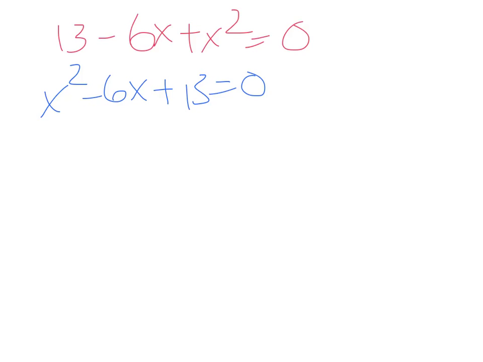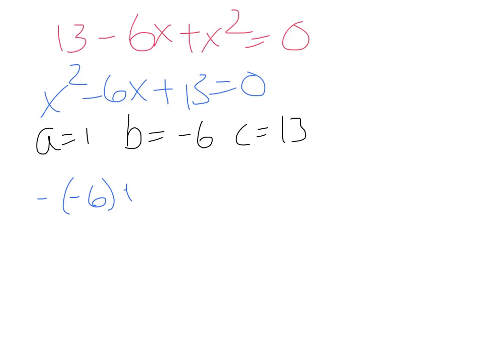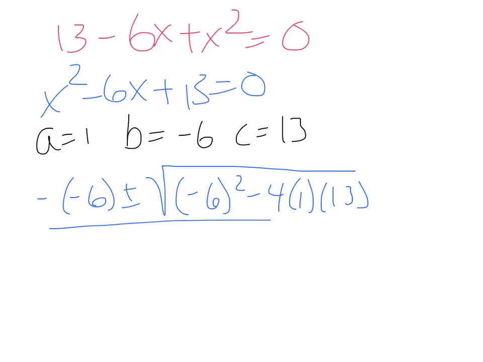All right. It's good. Okay, so let's go through this. So in this problem, what's our A? A is equal to 1. Hold on, I got lots of side conversations. B is equal to, not 6, negative 6. And C is equal to 13. There's no 10 up there. 13. Okay? So then we would go negative B, so negative 6 plus or minus square root of B squared minus 4 times A times C all over 2 times A.